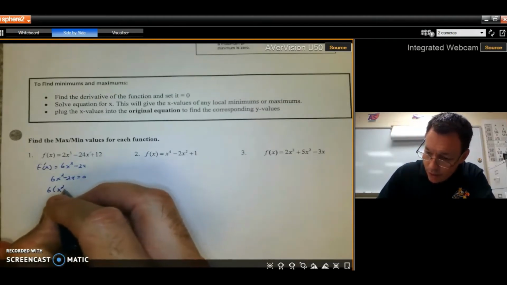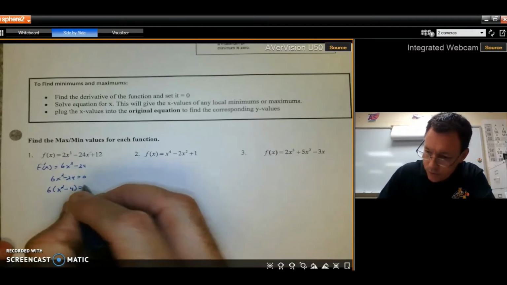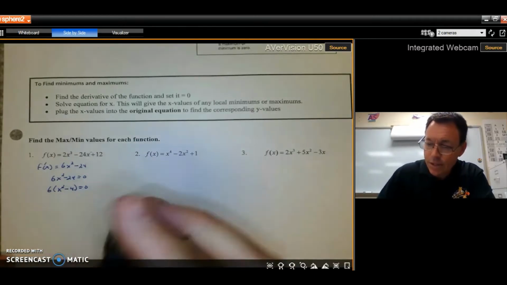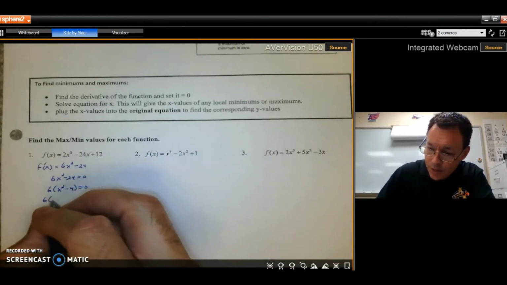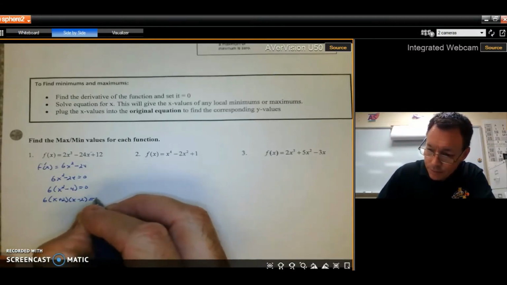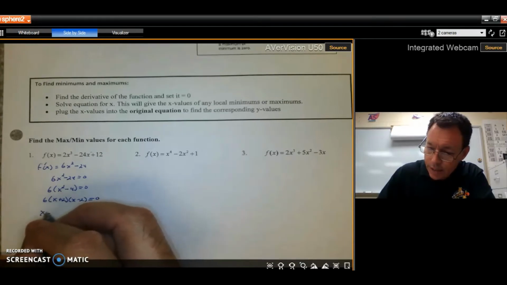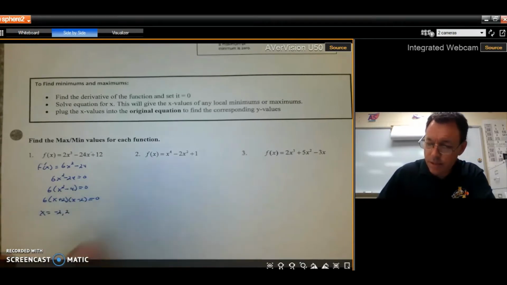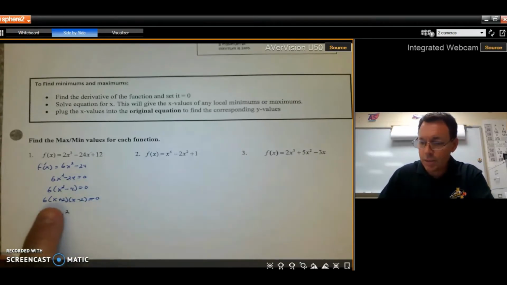6x squared minus 4 equals 0. And then now this is the difference of squares. This factors into (x plus 2)(x minus 2). So x equals negative 2 and positive 2. Those are the two x values that make this equal to 0. Okay, so that's where my local minimum and maximums are.